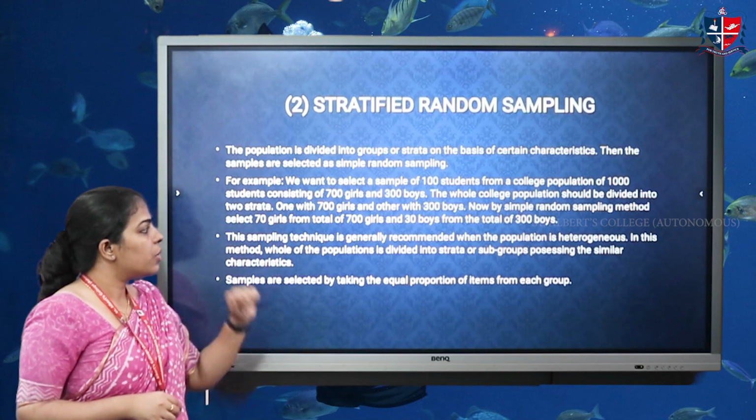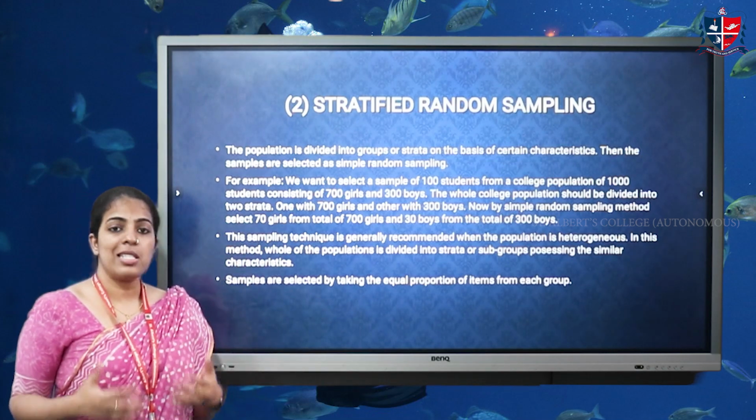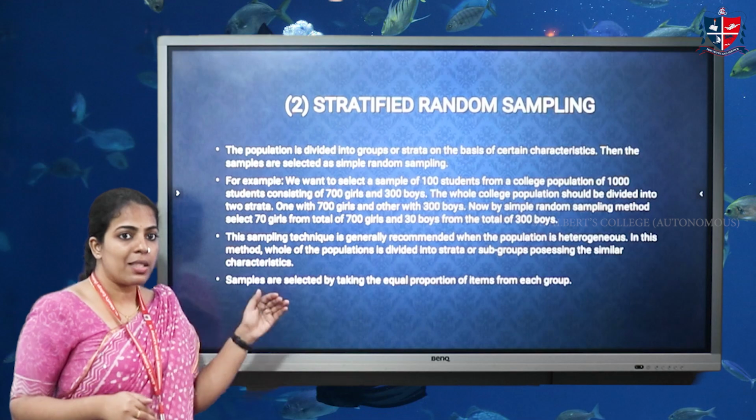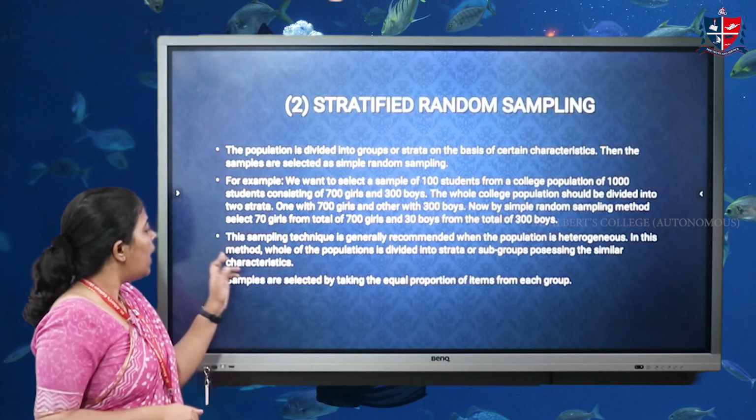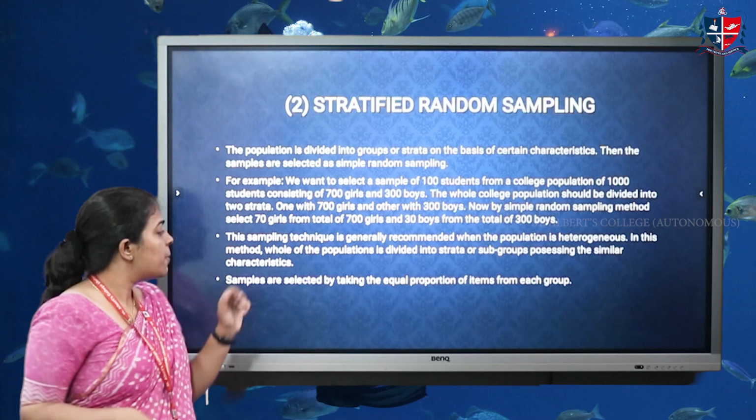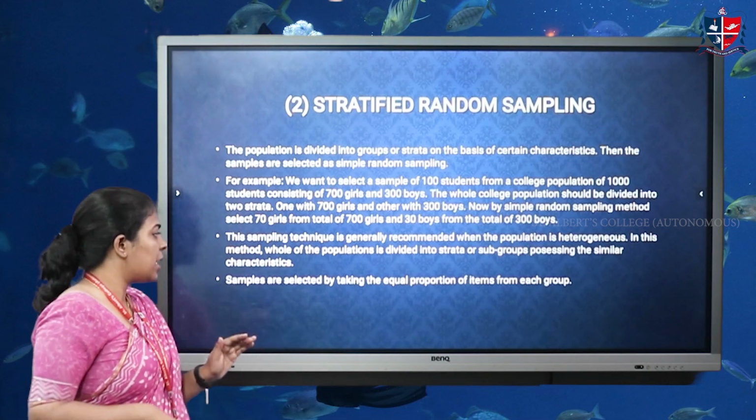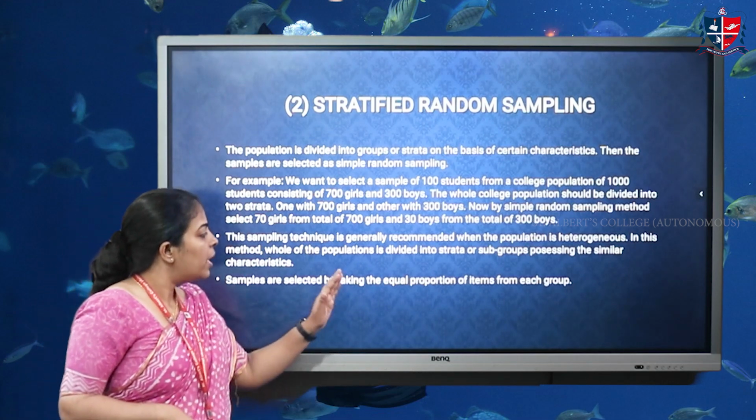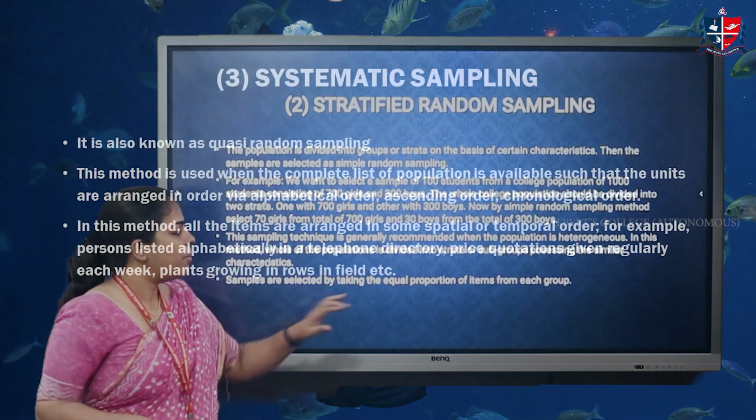This sampling technique is generally recommended when the population is heterogeneous, which means we can apply this situation in our life. In this method, the whole population is divided into strata or subgroups possessing the same or similar characteristics. Samples are selected by taking an equal proportion of items from each group.